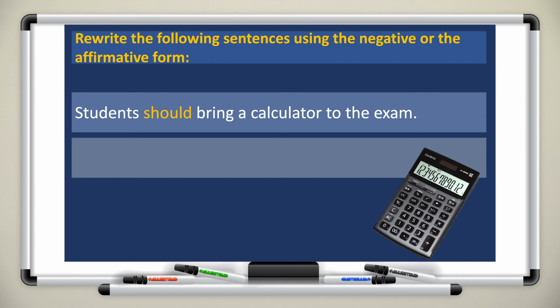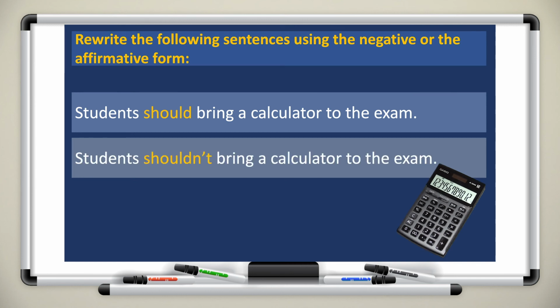Where is the modal verb in this sentence? Should. Now, if I want to turn this sentence from the affirmative form to the negative form, how is it going to be? I'll give you a second. Students shouldn't bring a calculator to the exam. So shouldn't here is in the negative form.